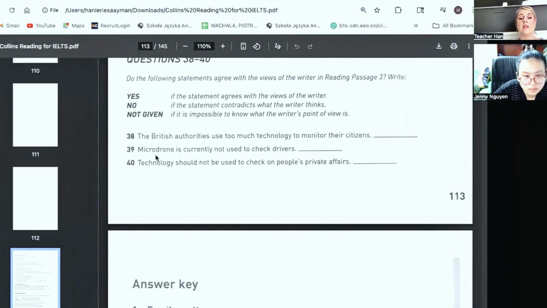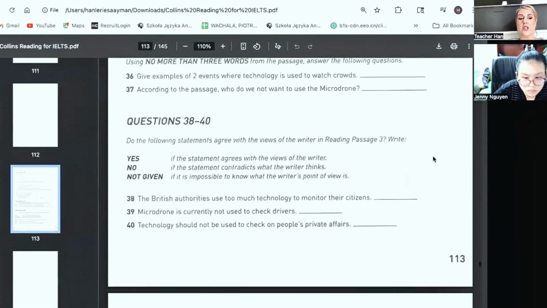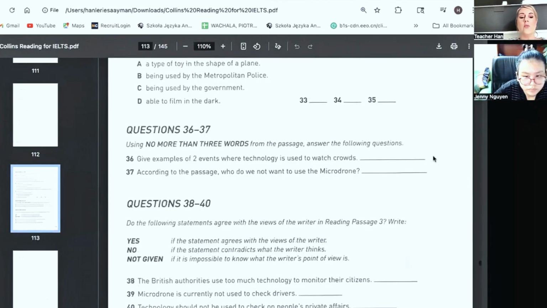Okay. Then number 39, micro drone is currently not used to check drivers. Given. Yes, well done. And then lastly, technology should not be used to check on people's private affairs. Yeah. Fantastic. Well done, Jenny. That was really good. Okay, so now that we have finished that, we are going to recap some of the other words that we have done previously.